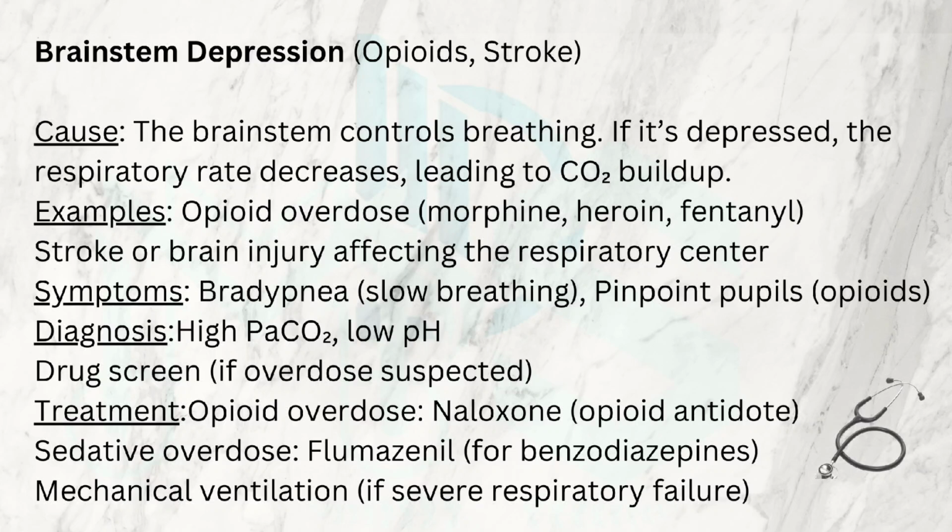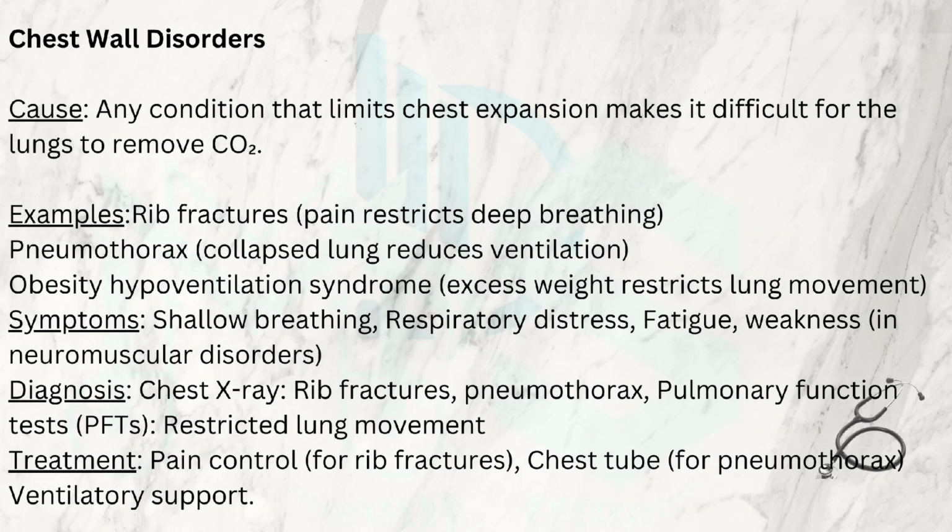The next on the list is chest wall disorders. Under chest wall disorders, any condition that limits chest wall expansion makes it difficult for the lungs to remove CO2. Examples: we have rib fractures, pneumothorax, obesity hypoventilation. These are examples of things that can limit chest wall expansion. Treatment: pain control in the case of rib fracture, and a chest tube for pneumothorax.